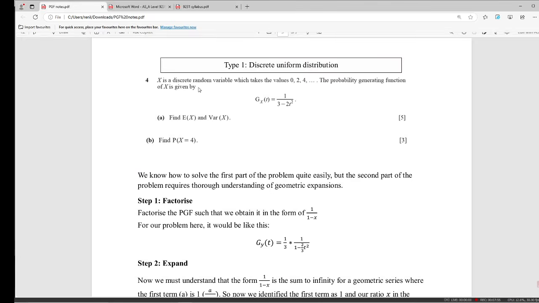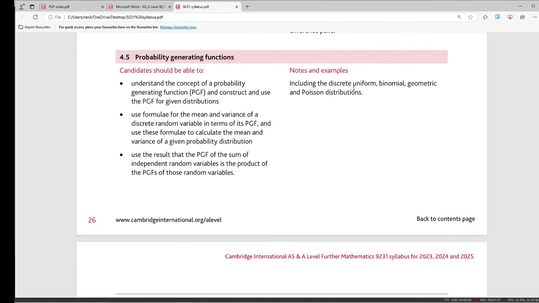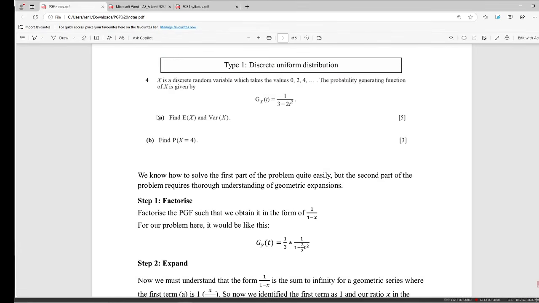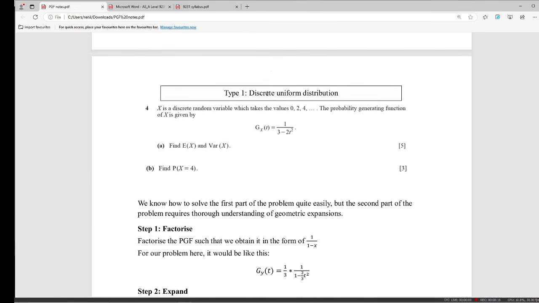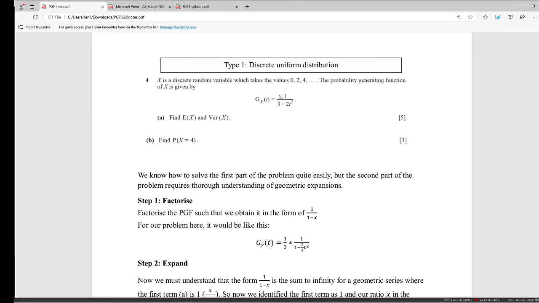Let's start with type 1, which is the discrete uniform distribution, as shown over here. For this one, you need a little bit of an understanding of geometric expansions. So let's first dive in. Part A is asking to find the expected and variance values. Using our knowledge of the fundamentals that we discussed here, you can solve this easily by just differentiating, plugging in t equals 1, and going forward.